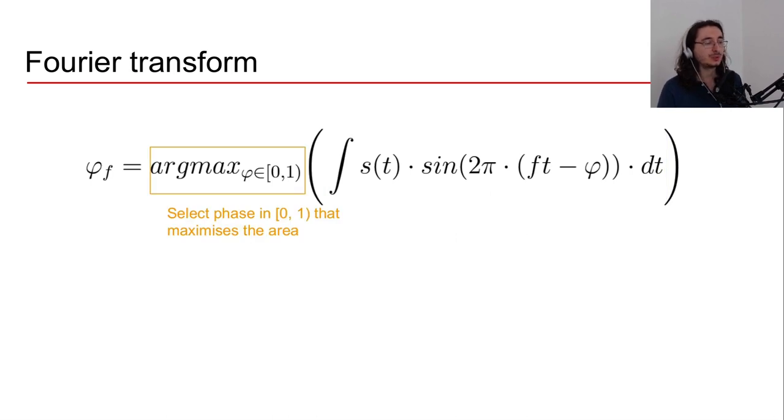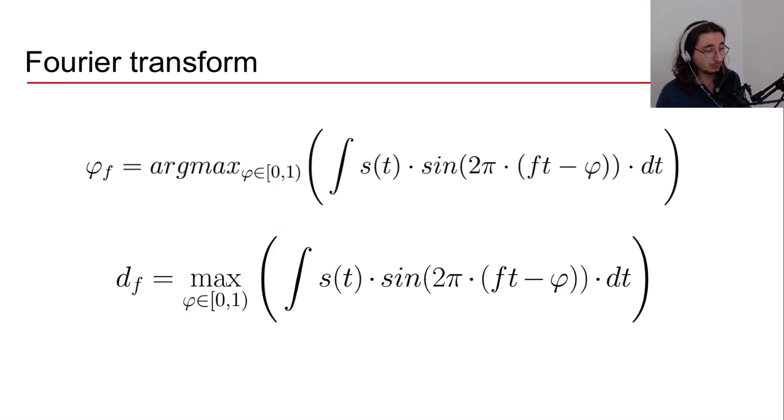And finally, what we do is we take the argmax. In other words, we want to select the phase in the interval 0, 1, and we saw why we only consider 0, 1. And so we want to take the phase that maximizes the area. In other words, what we're doing here is what I was doing manually before, tweaking the phase in order to find the phase that would actually maximize the positive area that we have when we combine the two signals. Okay, so this is simple intuition to understand.